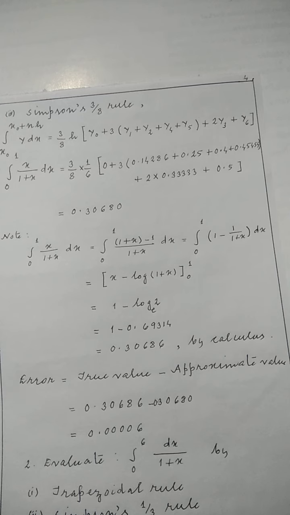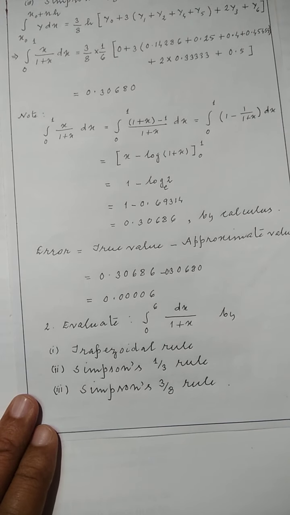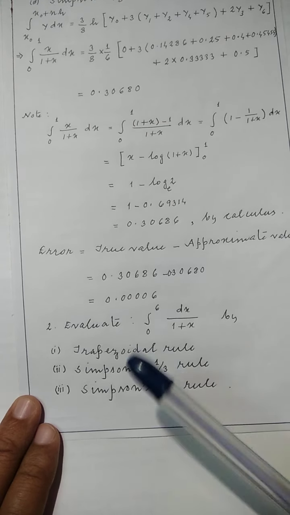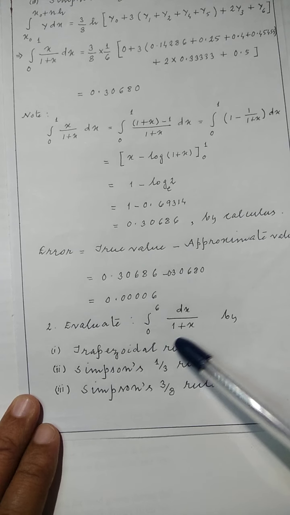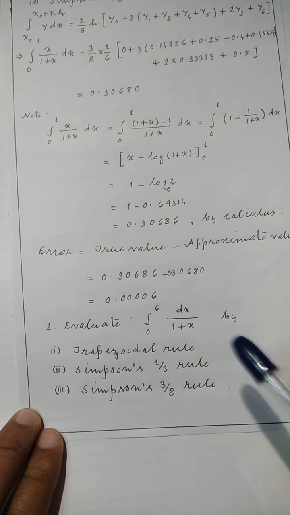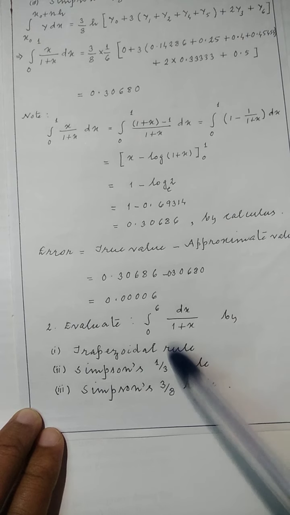Okay, let me explain one more similar problem, then it will be more clear. See the next problem, almost similar. Evaluate the integral 0 to 6 dx by 1 plus x. So we have to find out the value of this definite integral using trapezoidal rule, then Simpson's 1/3 rule, and Simpson's 3/8 rule. So exactly the same we have to proceed.